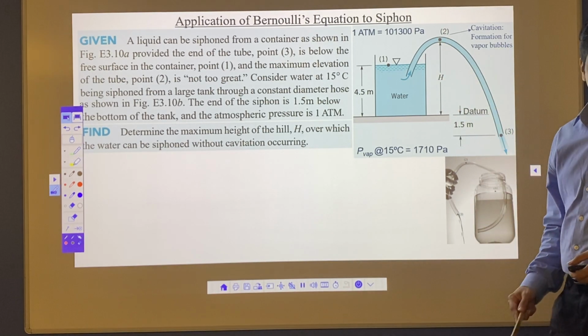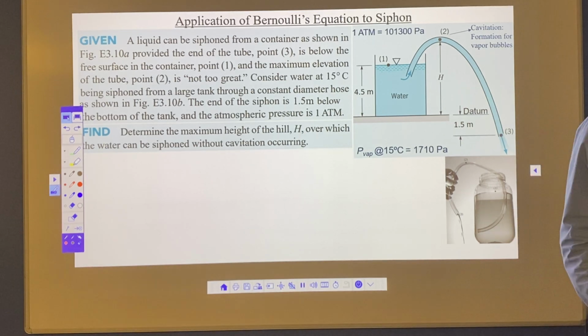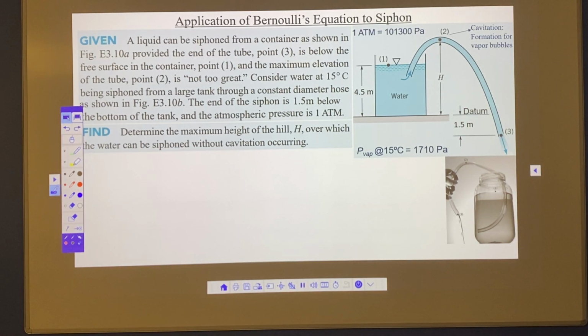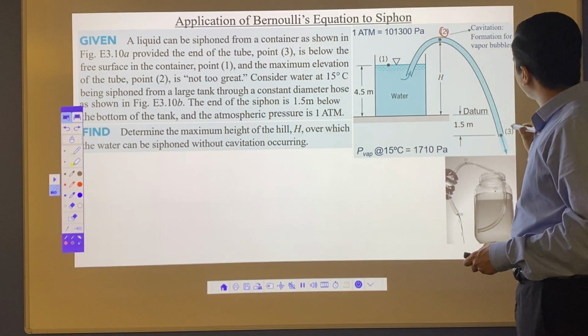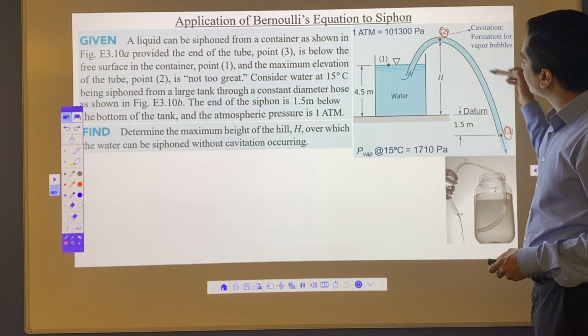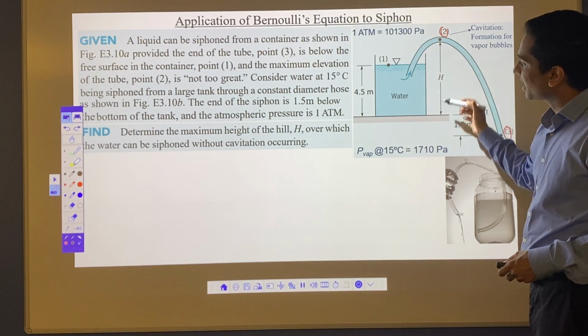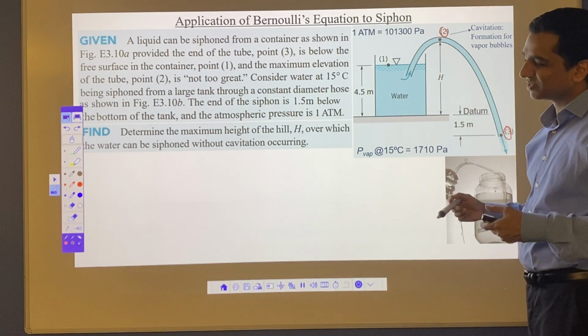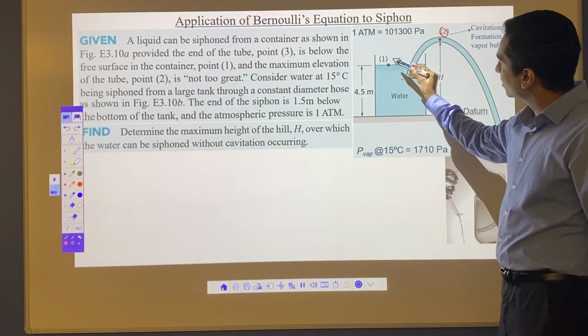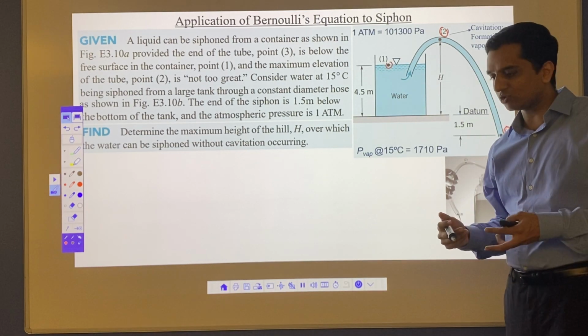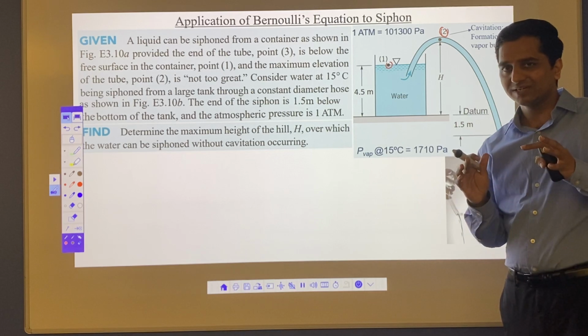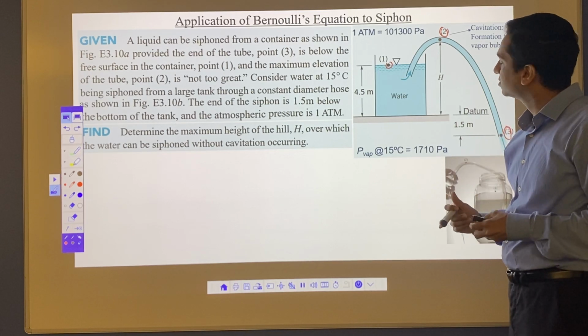Now for this problem there are two ways to solve it. The first one is that we can start with point 2 and point 3, and then run our Bernoulli's equation there, and then you can calculate height. Or there is a second way, something that they did in the book. We can start with point 1 and point 2, and then point 1 and point 3. We have two equations, two unknowns, and then we can solve it. We are going to solve it with both methods.